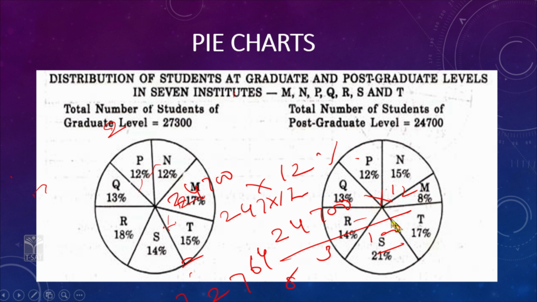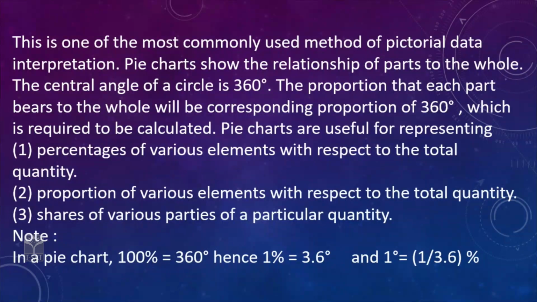So, in which institution are postgraduate students more? It is institution S. You can say the answer, clear? Questions will come, and I will explain it later. This is one of the most commonly used methods of pictorial data interpretation. Pie charts show the relationship of parts to the whole.